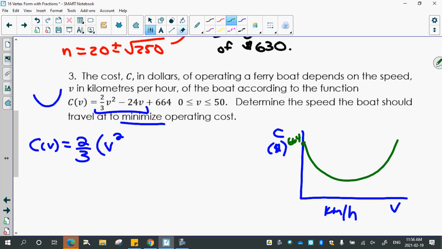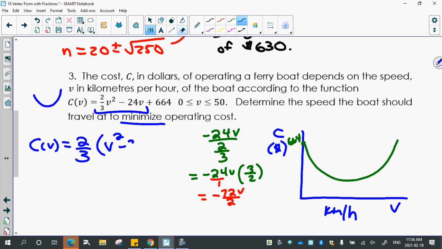So the 2/3 v squared divided by 2/3 is just v squared. It's the negative 24v divided by 2/3 that can give you problems, right? You can do it on your calculator, or you can remember that dividing by a fraction is multiplying by the reciprocal. And that's going to give you negative 72v over 2, which is negative 36v. And then close your bracket plus 664. So that should be your first step. Everybody okay getting the negative 36v part? Yes? Okay.